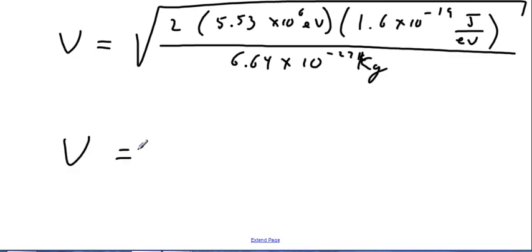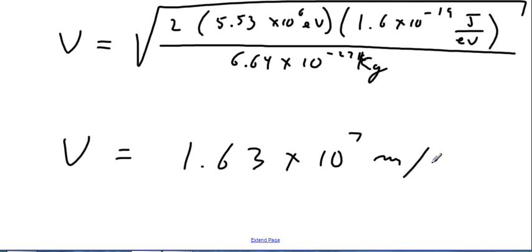And we get the velocity of the alpha particle is 1.63 times 10 to the 7th meters per second. And that ends problems from chapter 23.